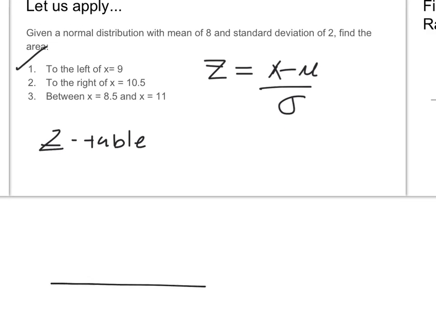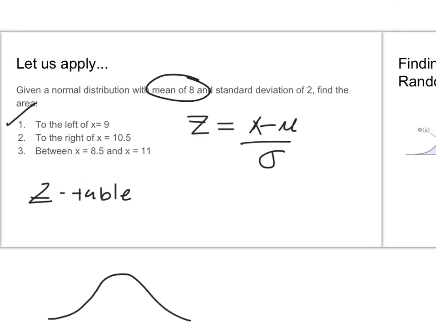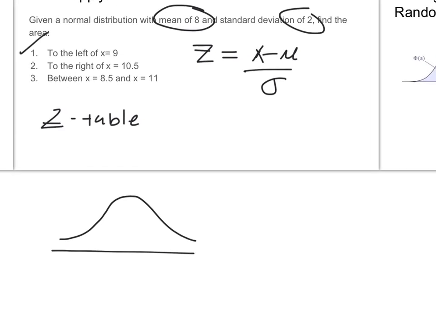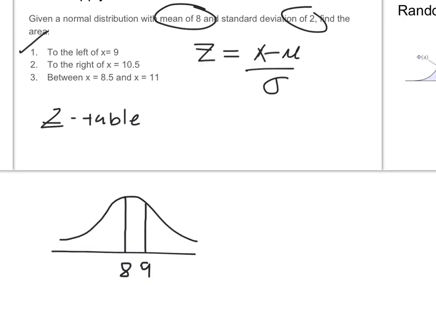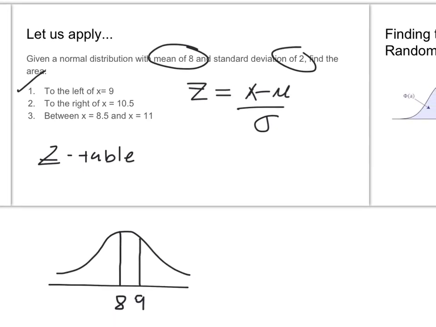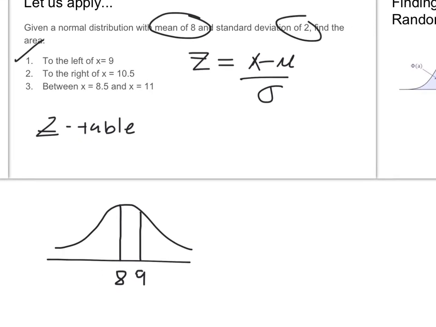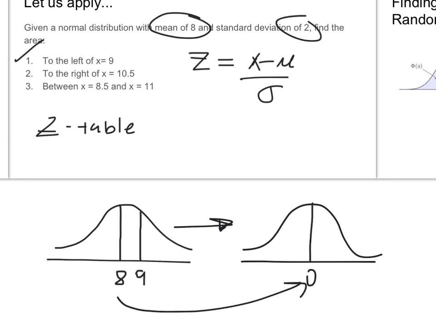According to the problem, the mean is 8 and the standard deviation is 2. The center in the normal distribution is 8, and 9 is a number to the right of 8. So to find the area to the left of x equals 9, we have to convert the normal distribution into the standard normal distribution, and that is to make the 8 equal to 0.